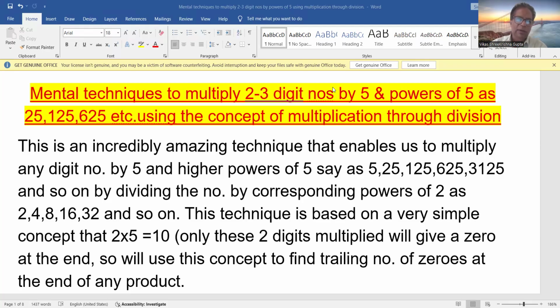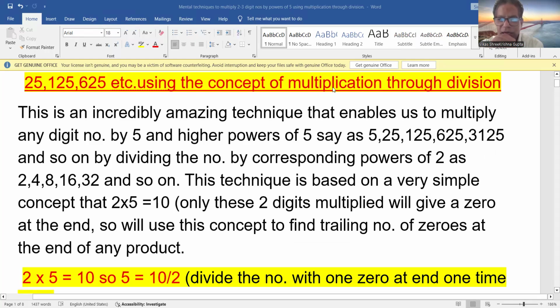Now, there's an incredibly amazing technique that enables us to multiply any number by 5 and higher powers of 5. Powers of 5 means 5, 25, 125, that is 5 cube is 125. Then 5 raised to 4 is 625, 5 raised to 5 is 3125, and so on.